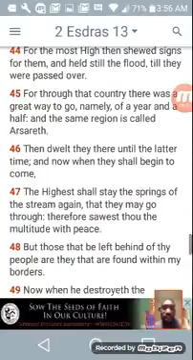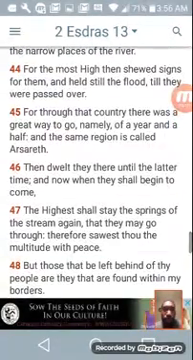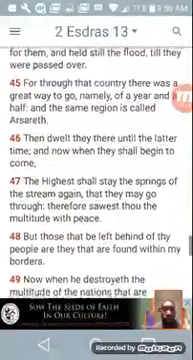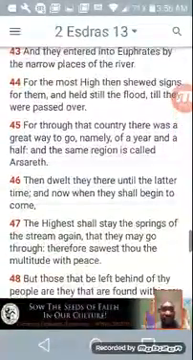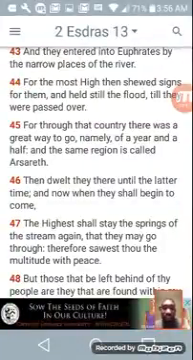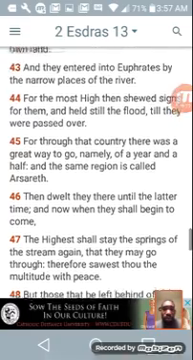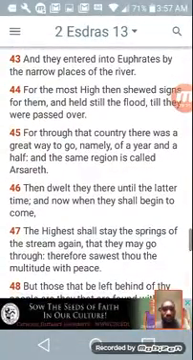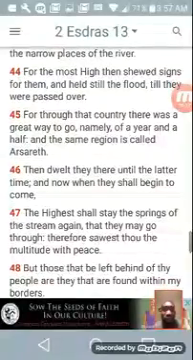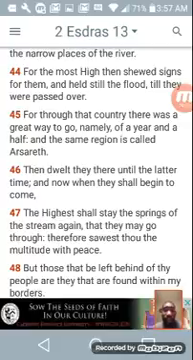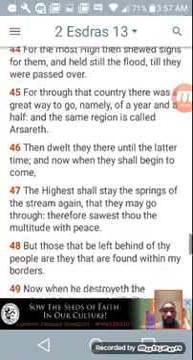Because it's to be said that going around the horn of Africa is a very stormy area. It's very dangerous. Right, so it says, for through that country there was a great way to go, namely a year and a half. So it took them a year and a half to get here. And if they were coming back from where they came from, it would be another year and a half. So that would be equal to 3 years. It says that country where there was a great way to go, namely a year and a half, in the same region is called Asareth. Hey man, that's America. That's America.